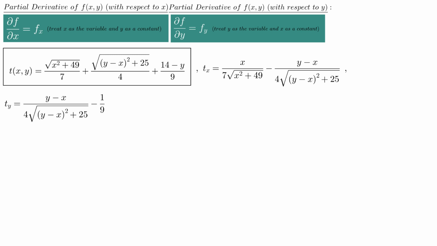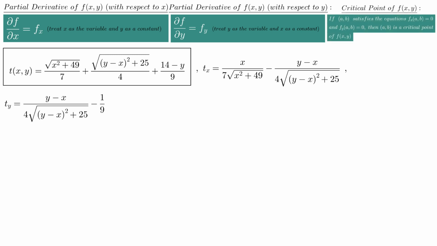So what do we do with these partial derivatives? You do the same thing you do when you have a function of one variable. You equate both of these partial derivatives to 0. And so we end up with a system of two equations which we have to solve.